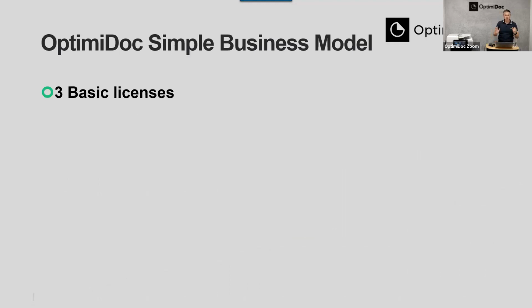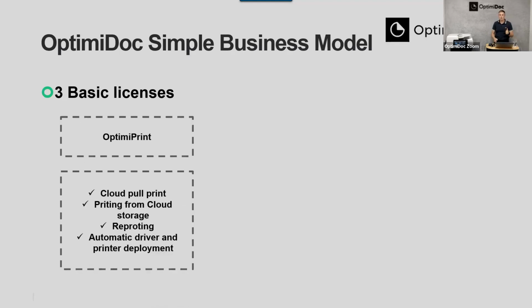The second point is to have a simple business model to really speed up or simplify the discussions with the customer about licensing, about pricing, how they can purchase, and so on. Because the OptimiDoc Cloud platform has just 3 basic licenses, and the first is OptimiPrint. OptimiPrint is the product which manages pull printing or print management from the cloud. We are providing cloud pull printing, local pull printing, printing from cloud storages, reporting, and automatic driver and printer deployment. All of this is available in just one license.